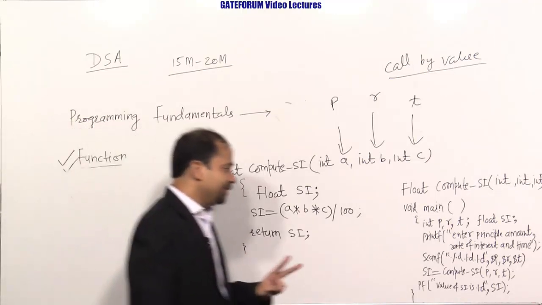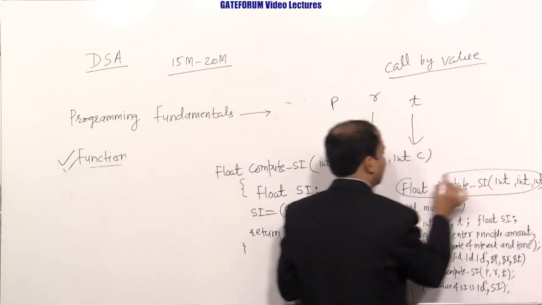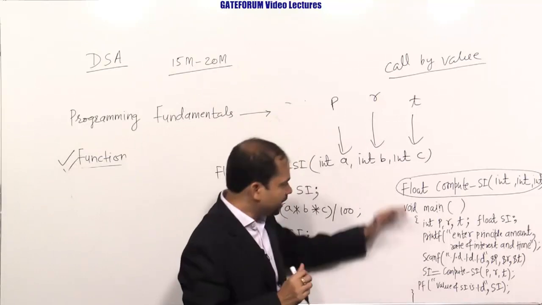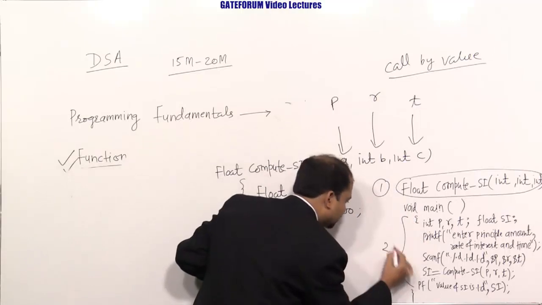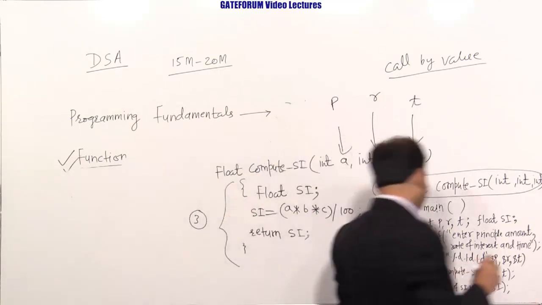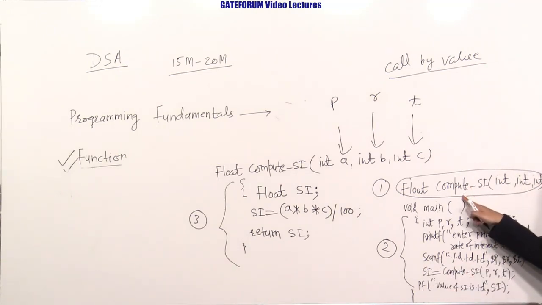One thing we need to keep in mind is that function declaration is optional if we have the function defined above the call. Because see, this is the first thing, this is the second thing, and this is the third thing. So why do we need the function declaration? Because at this particular point, compute_SI, the compiler will get confused. The compiler does not have any idea about this. So in order to avoid any confusion or compilation issues, this will refer to this particular declaration statement.